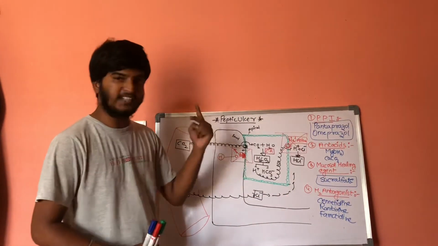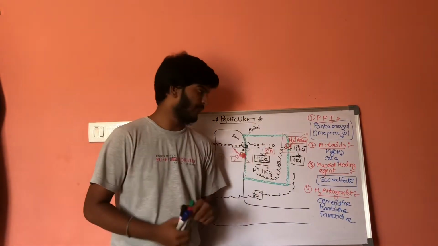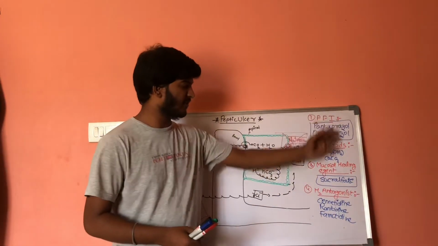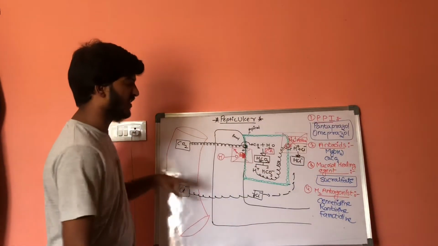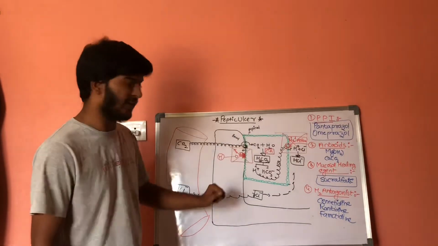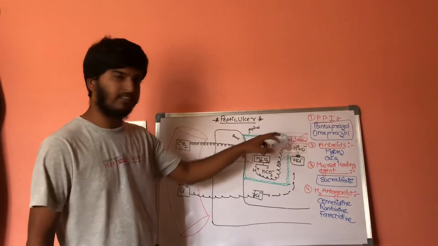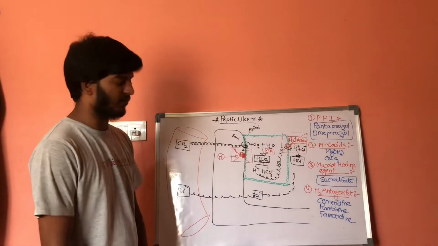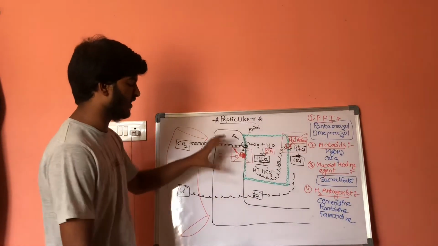There is one more class of drugs which works on special bacteria, that is antibiotics. We will discuss further. These are 4 different classes of drugs which work in this area and inhibit the synthesis of HCl. First one is proton pump inhibitors, second one is antacids, next one is mucosal healing agents, next one is H2 antagonists. So these are some important drugs which are used here.